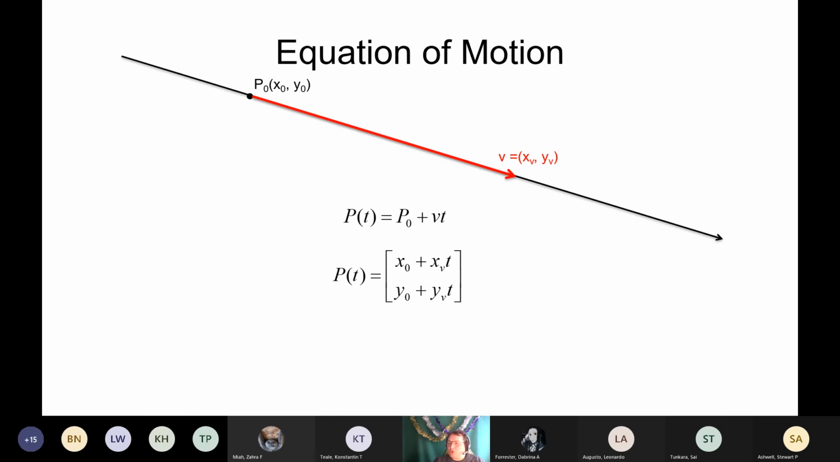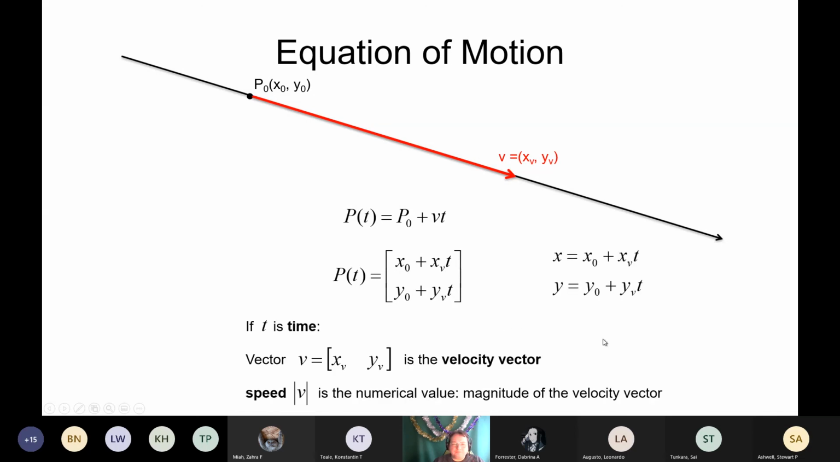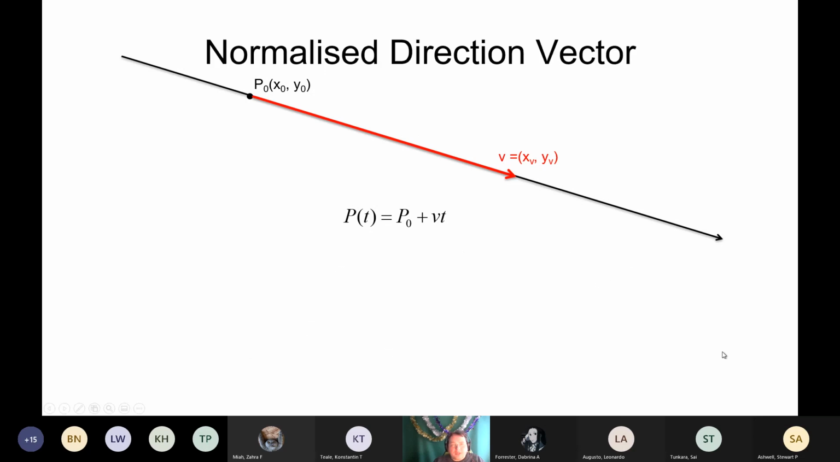Now, if you want to go from vector representation of this formula to number representation of this formula, here it is. Here is how you can find the x value and y value using xv and yv, which are the velocity vector coordinates. So these are formulas for x and y after some time t, and also the speed, okay, is the magnitude of the velocity vector. And the speed is the numerical value. So remember, velocity is a vector, speed is a number, and speed is the magnitude of the length of the velocity vector. Done this, moving on to equation of motion, normalized direction vector.